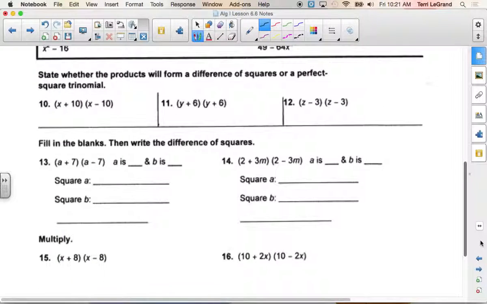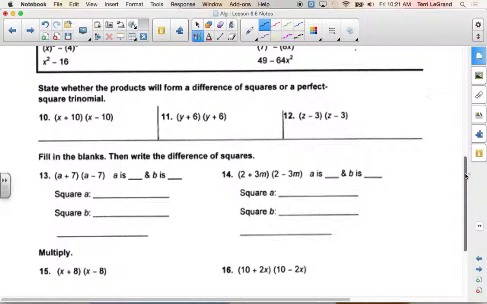Let's do some practicing here. First of all, let's state whether these products will form a difference of squares or a perfect square trinomial. So what do you think on number 10? Is that going to be a difference of squares or a perfect square trinomial? Difference of squares, because one has addition, the other has subtraction. They both start with the same thing. So this one will be a difference of squares.